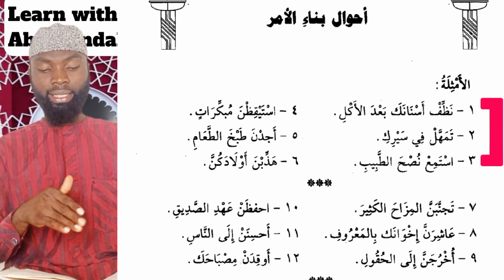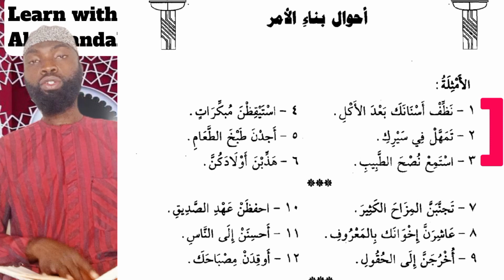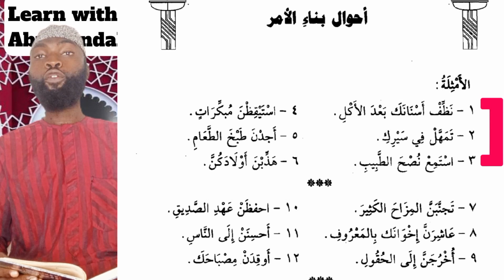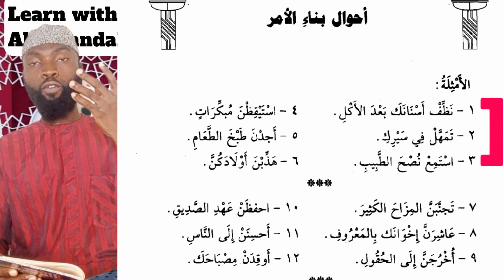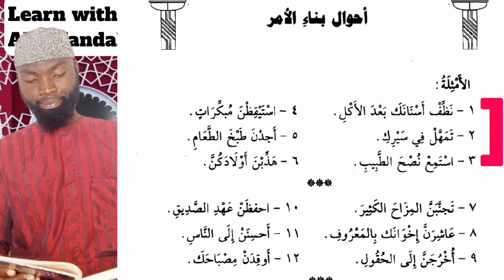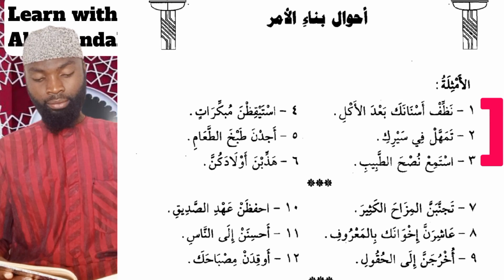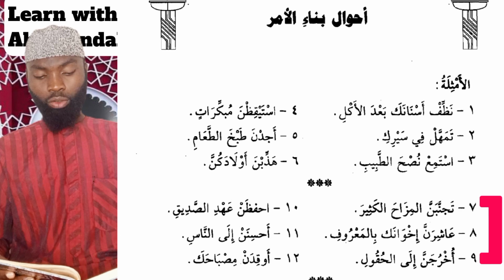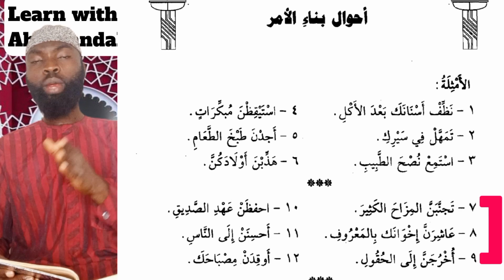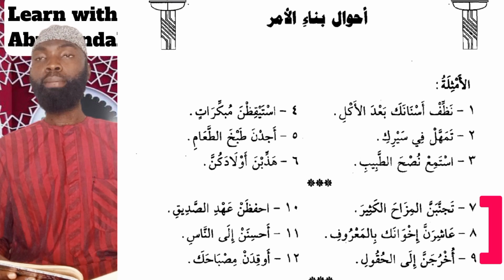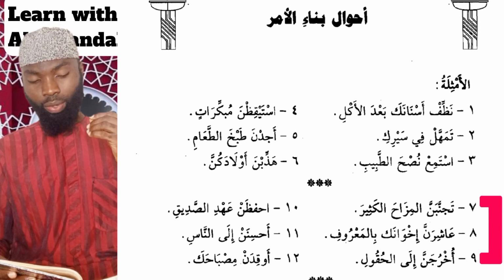Number 3, we have استمع نصح الطبيب, listen to the doctor's advice. Number 4, we have استيقظن مبكرات, all of you females should wake up early. Number 5, we have أجدنا طبخ الطعام, perfect the cooking of food, commanding the females at أجدنا. Number 6, we have هذبنا أولادكن, you females should train your children. Number 7, we have تجنبنا أو تجنبن مزاح الكثير, stay away from much joking. Number 8, we have عاشرن إخوانك بالمعروف, live with your brothers with good.